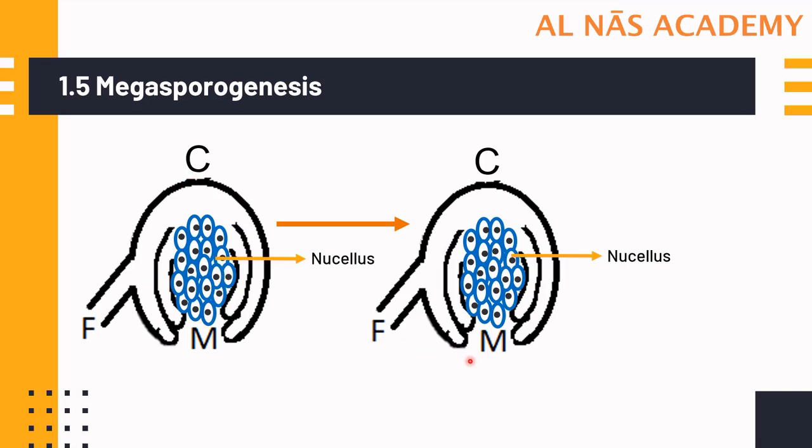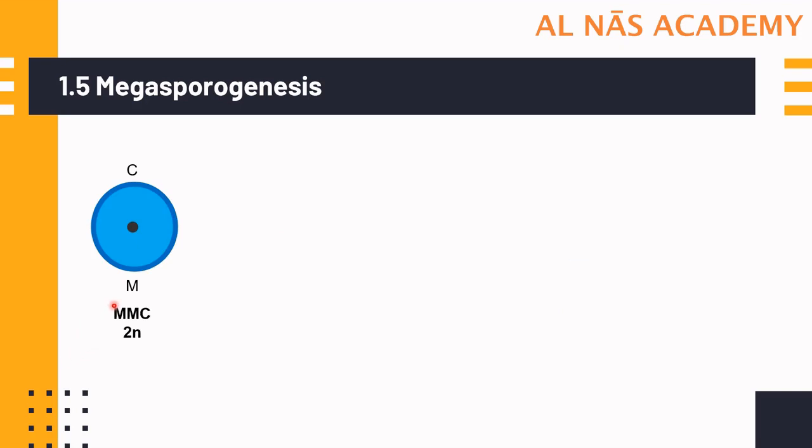Now one of the cells which is closer to the micropyle starts growing bigger, and this cell is termed the megaspore mother cell. We have already studied the microspore mother cell giving rise to microspores, the pollen grains or the male gametophyte. Now we are studying the megaspore mother cell, which gives rise to the female gametophyte. We are going to focus on this structure and study the developments or changes which take place in it. The megaspore mother cell, MMC being the short form which I have written, is a diploid cell.